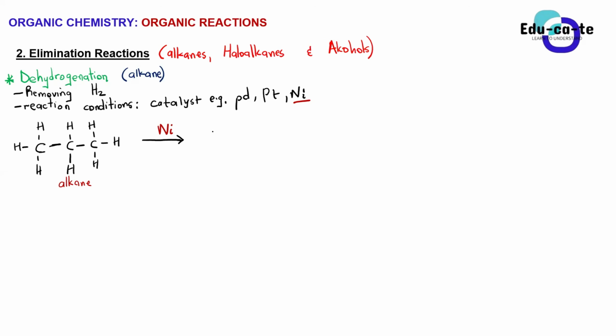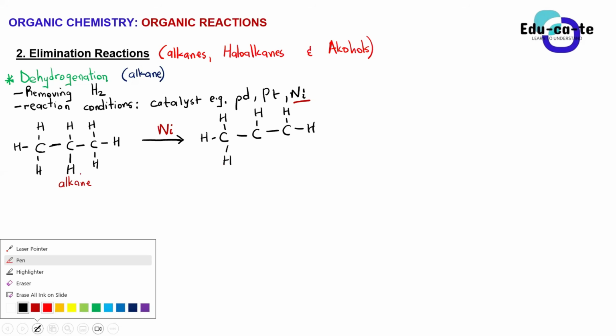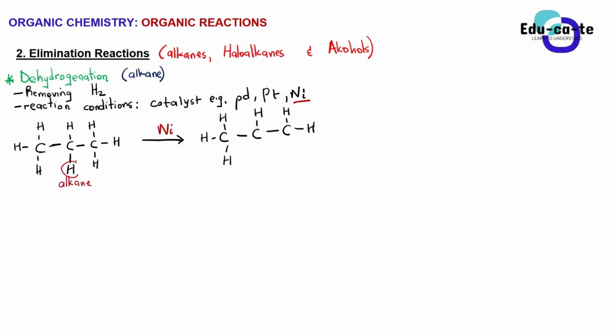Yes, sir. So basically we'll have something like this when we remove our hydrogens. So this is a carbon, this is a carbon, and then this is H there, this is H, and this is H. So now we're not going to write these two hydrogen atoms again, reason being, we have eliminated them, or we have removed them, because dehydrogenation is a removal of H2. So we have removed two hydrogens.